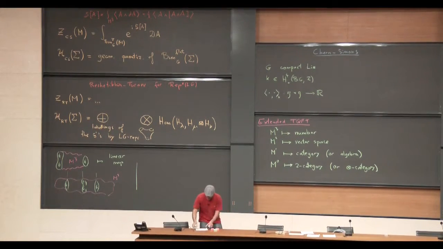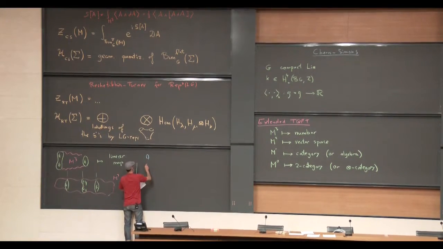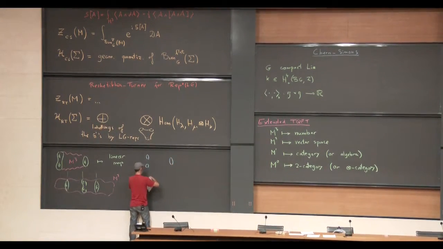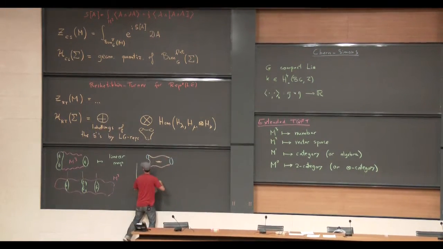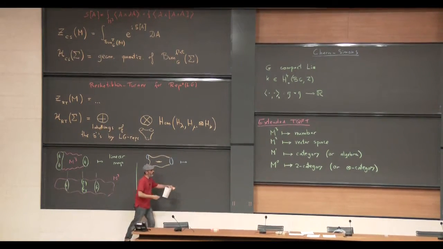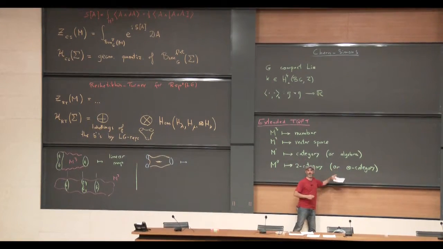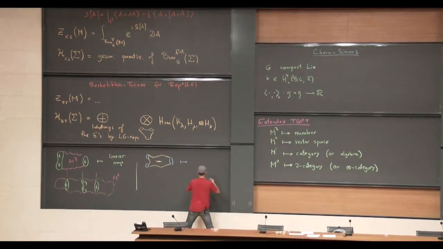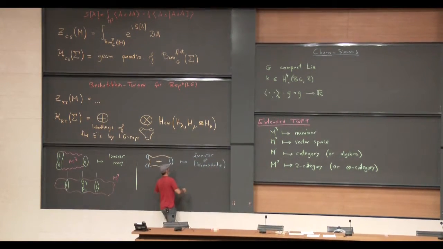Same story, one dimension down. If I take a cobordism between one-dimensional manifolds, then, well, here I had a linear map. Now if I think in terms of categories, I'm going to say I want a functor. If I think in terms of algebras, I'm going to say I want a bimodule. So it's a functor or bimodule, depending on preference.